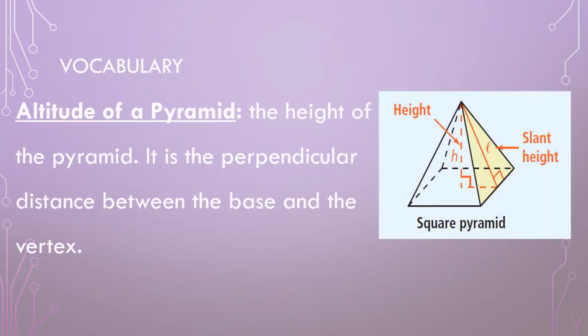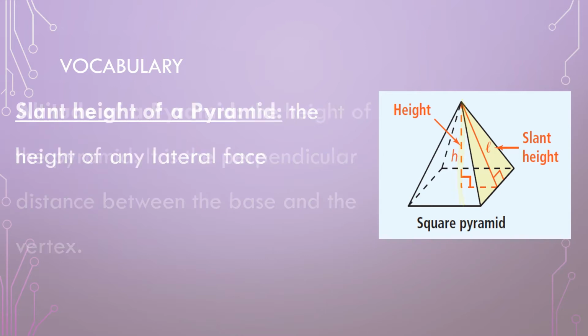So some vocabulary, again, if I'm going too fast, just pause it. The altitude of a pyramid is the height of the pyramid. It is the perpendicular distance between the base and the vertex. So that is the H portion of this pyramid. The slant height of a pyramid is different. It is the height of any lateral face. So that will be a different value than the height here. And again, if I'm going too fast, just pause it so that you can write the definitions down.